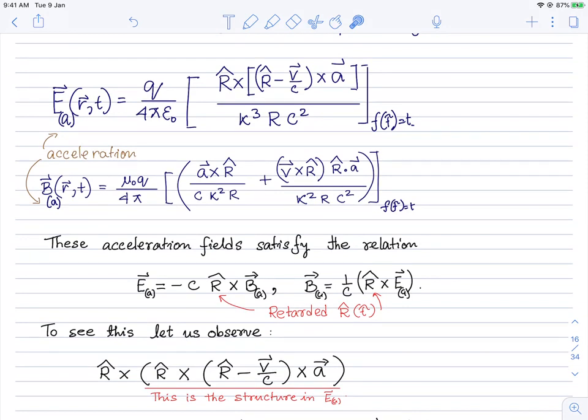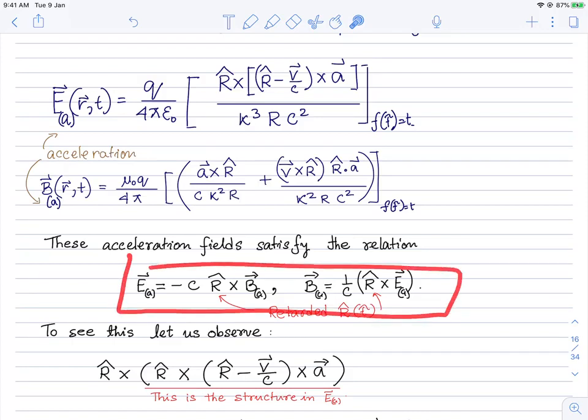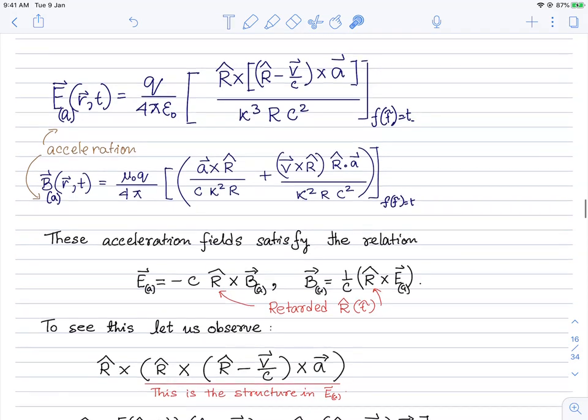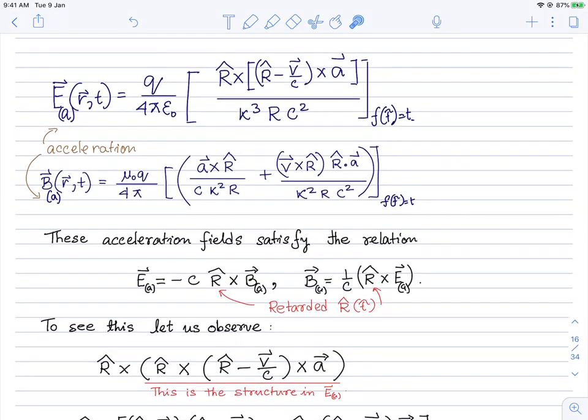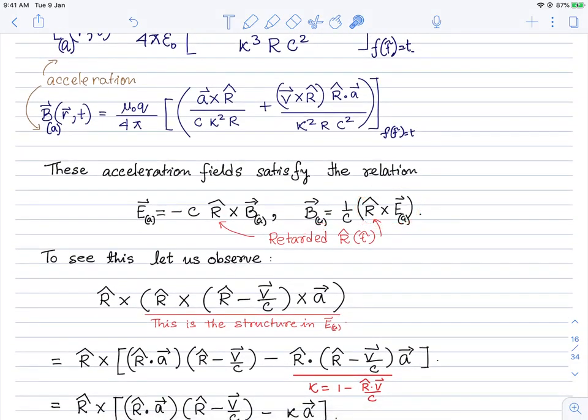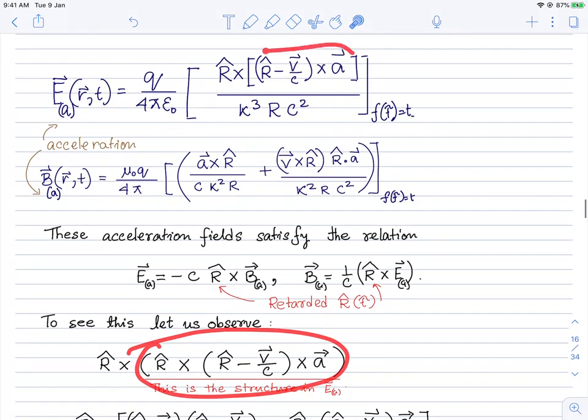Without taking any other approximation, we immediately see that this electric field and magnetic field satisfy this particular relation. This relation is very much reminiscent of the relationship between electric and magnetic field in electromagnetic radiation, what we saw last time. So how do you see that? The magnetic field is like R hat cross the electric field. If you want to check this, this is the structure in the electric field, as you can see.